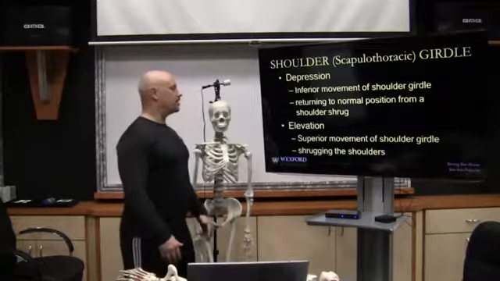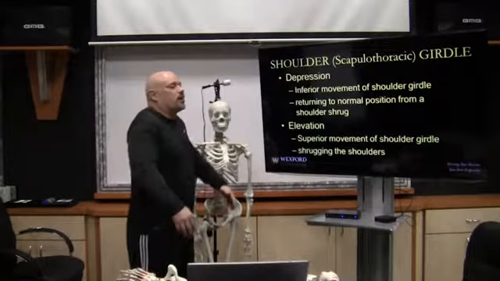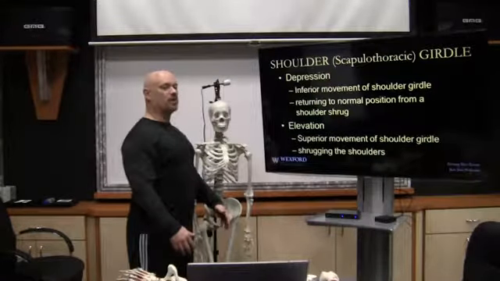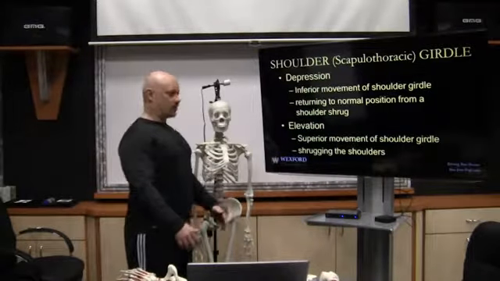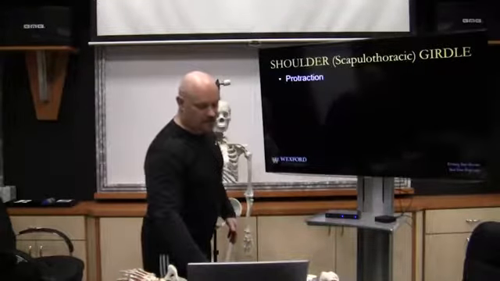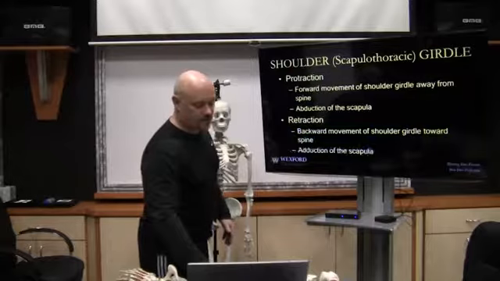So what we're looking at here is superior movement of the shoulder girdle, shrugging the shoulders. We shrug up and then we shrug down, returning the shoulder blades to the normal position. So elevation, depression. Next on our list is protraction and retraction.